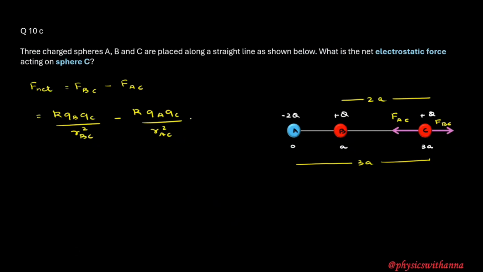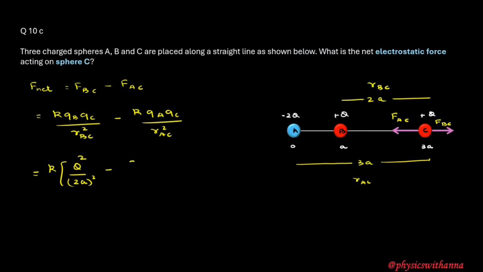QA, QB, QC are charges on the respective spheres. RBC is the distance between sphere B and C, and RAC is the distance between sphere A and C. Now let's substitute. You can take k as common. QB is Q. QC is also Q, so you can just take this as Q squared over RBC, which is 2A squared, minus QA. QA is negative Q, but when we are substituting the charge in the rule for force, we don't take the minus sign. The direction is taken care of by the vector sum. I will just put the magnitude. Do not put the minus sign on the charge.